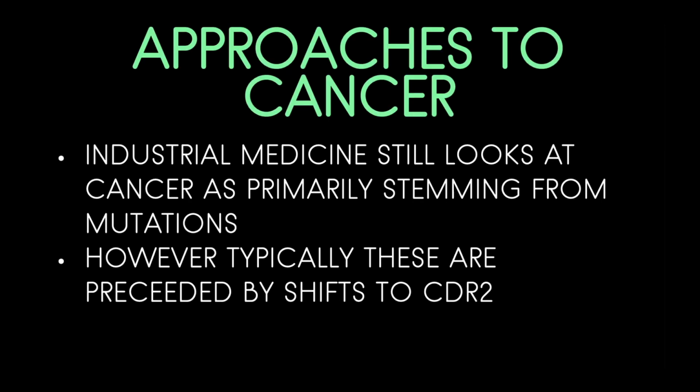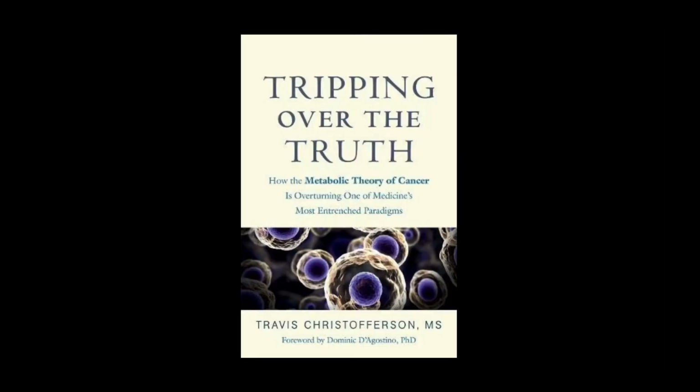So in terms of approaches to cancer, industrial medicine still looks at cancer as primarily stemming from mutations, and there's a lot of evidence to suggest that this is not usually the best place to look. However, there are mutations, but they are typically preceded by shifts to cell danger response 2. And this is a really excellent look at what is called the metabolic theory of cancer, which I would say fits under the umbrella of the cell danger response. So it's like the theory of cancer in the cell danger response.